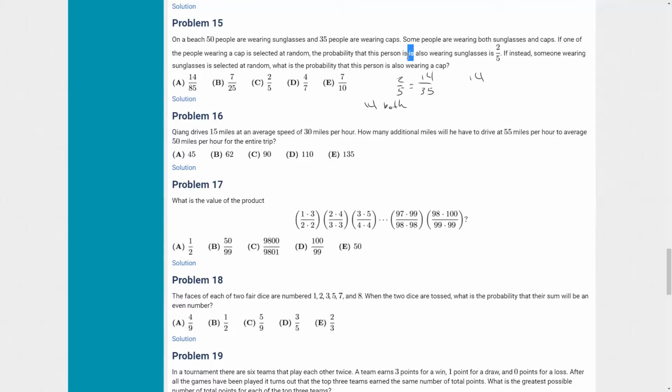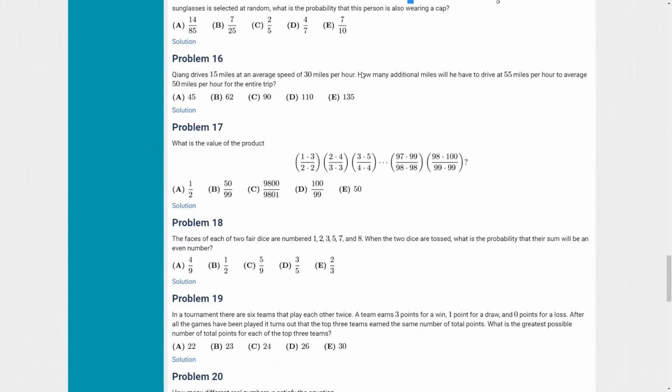And it says if someone were to pick someone at random who's wearing sunglasses, so 14/50 will be our probability that they're also wearing a cap. And 14/50, we can divide the numerator and the denominator by 2. 7/25 is our probability, and the answer is B.